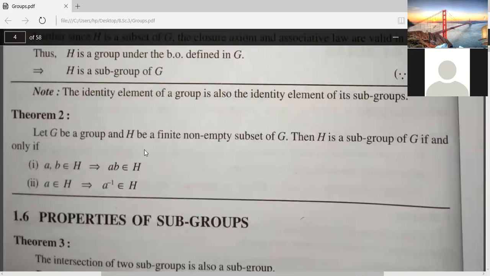Now let G be a group, H be a finite non-empty subset of G. Then H is a subgroup of G if and only if the first one is a, b belongs to H implies a b belongs to H, that is the closure law with respect to multiplication, and a belongs to H means a inverse belongs to H. This is another type. That means instead of proving that H is a group, you just prove these two results, then you say that it is a group.